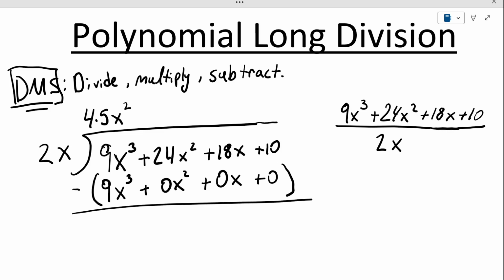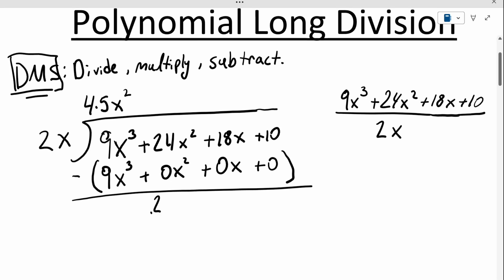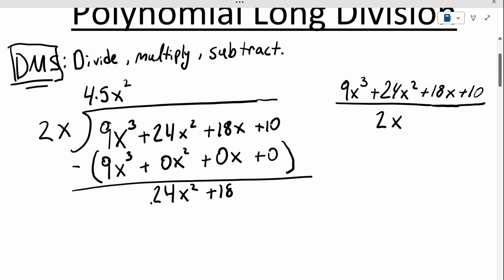Now we subtract. 9x cubed minus 9x cubed is just 0, so we don't need to write anything. 24x squared minus 0x squared, well, that's just 24x squared. 18x minus 0x, well, that's just 18x. And the same goes for 10.